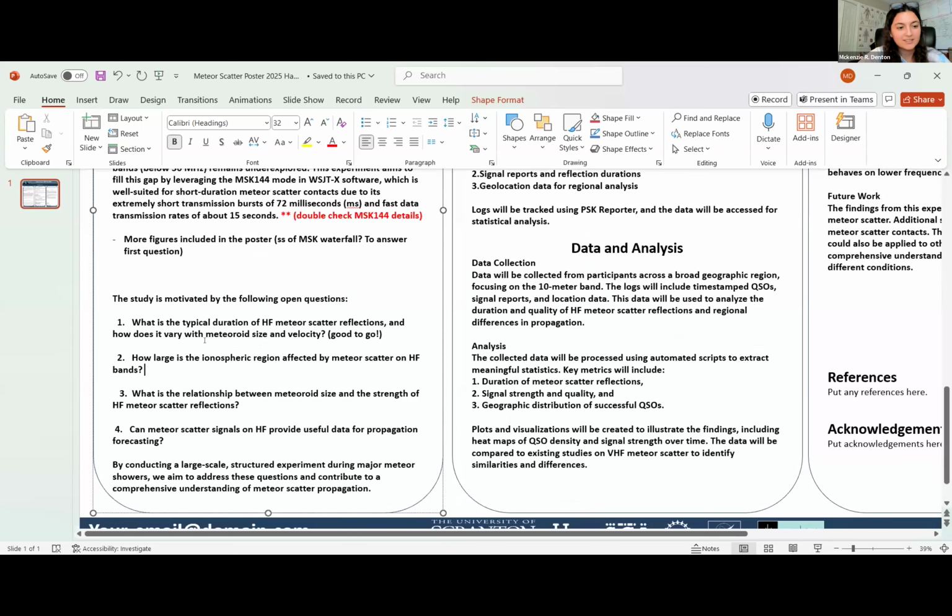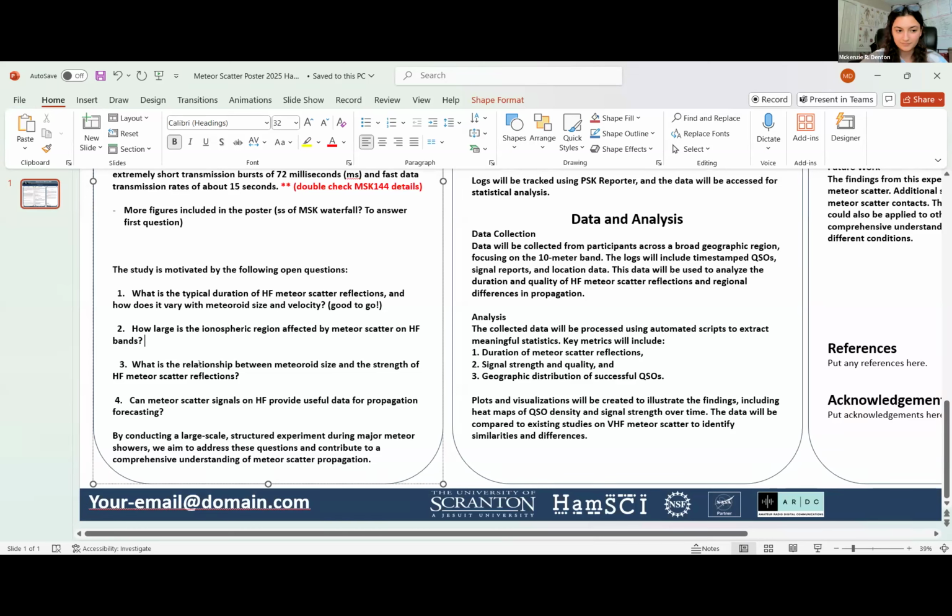Okay, nothing heard. The second one says, how large is the ionospheric region affected by meteor scatter on HF bands? From what I've heard of MSK 144, you don't have enough information to do that. But if you had specially equipped stations that were synced up with GPS disciplined times of transmission and reception, and you do know the distance between the stations because your call sign is transmitted, so you know exactly who you got it from, then you could calculate the height of the burn. With time of flight, you could calculate how long the path was. It's a better way of saying it.